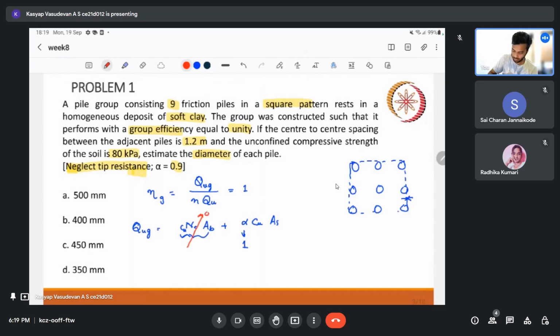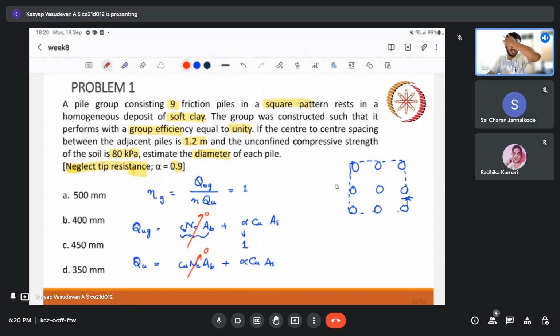And for a single pile, the same thing holds good: Cu Nc Ab, this time for the pile, whereas before it was for the block, plus alpha Cu As. So basically the equation remains the same, but here alpha will not be equal to 1, because we are taking a single pile and will be multiplying it later by the number of piles. But here also we can neglect the tip term as 0. Why are we neglecting it? Because it is basically a friction pile, so our frictional resistance is more important.